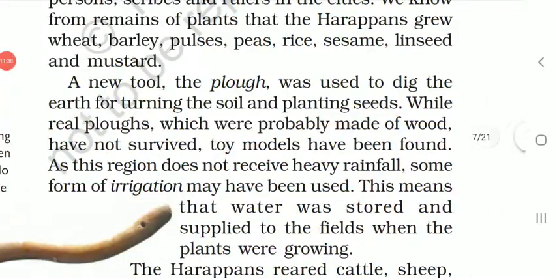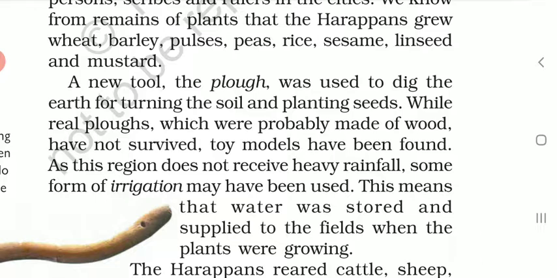While real plows, which were probably made of wood, have not survived, this toy has survived and was found by the archaeologists. These were probably made of wood, and as wood cannot survive for a long period of time, toy models have been found from this region. As this region does not receive heavy rainfall, some form of irrigation may have been used at that time.